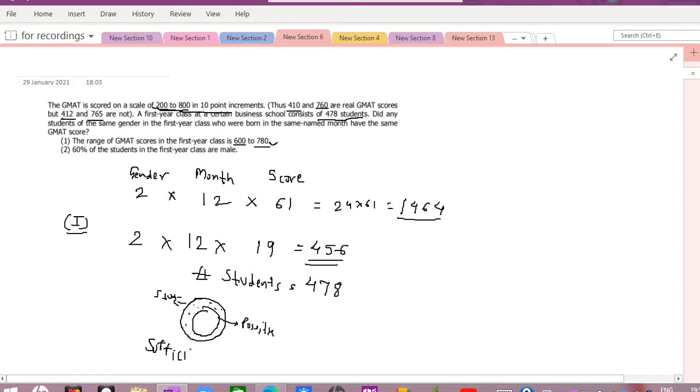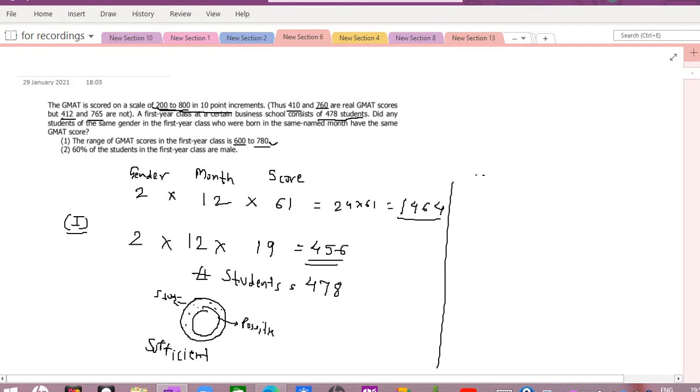It is sufficient. So our ultimate aim in this question is to look for the total possible unique combinations with the help of the information given, and then compare it with the number of students. So this statement alone is sufficient. Here we can say yes, at least 2 such students are there.